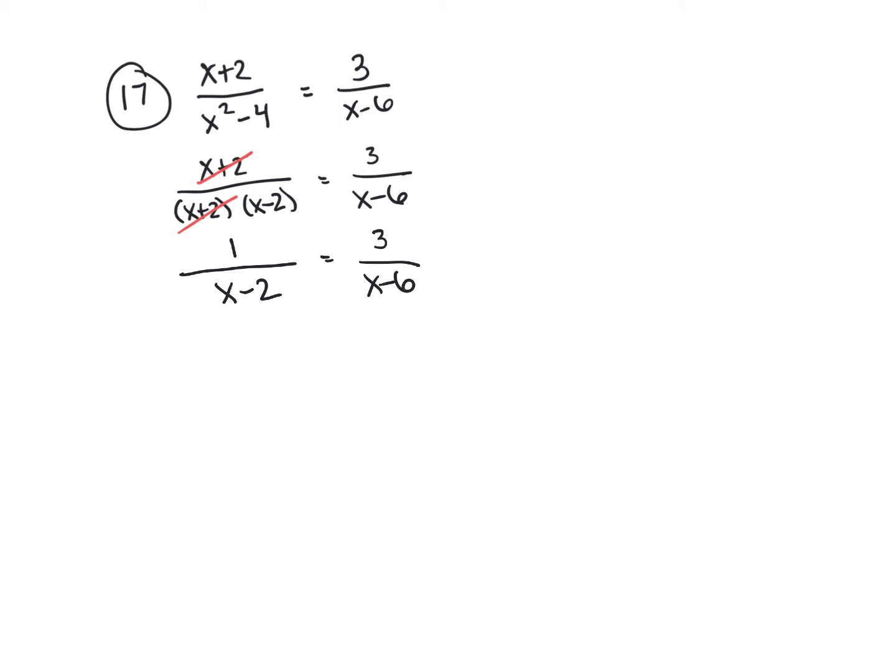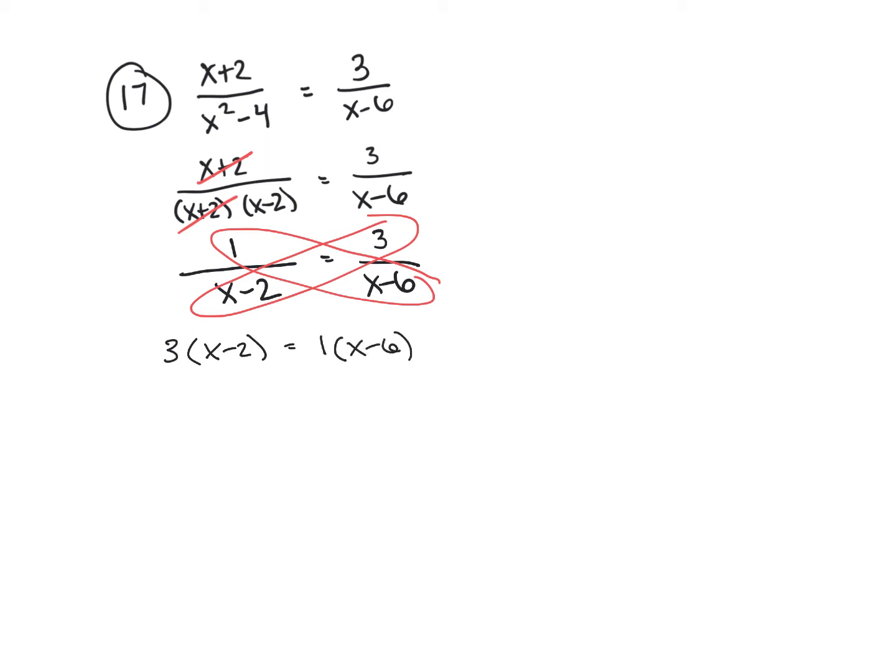Now, when you have two fractions like this, or proportions, if you have only one fraction on either side of the equal sign, this is the one and only time where you can use cross multiplication. This is going to get us 3 times x minus 2 is equal to 1 times x minus 6. From here, I'm going to distribute the numbers out in front. So we get 3x minus 2 is equal to x minus 6.